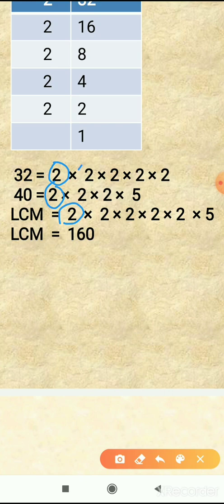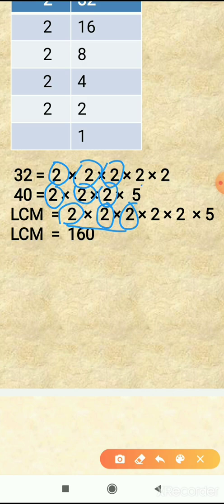Second common factor, again 2. 2 and 2. Okay, then again 2. So we write here 2. Now these are the common factors. So we multiply these common factors and uncommon factors.